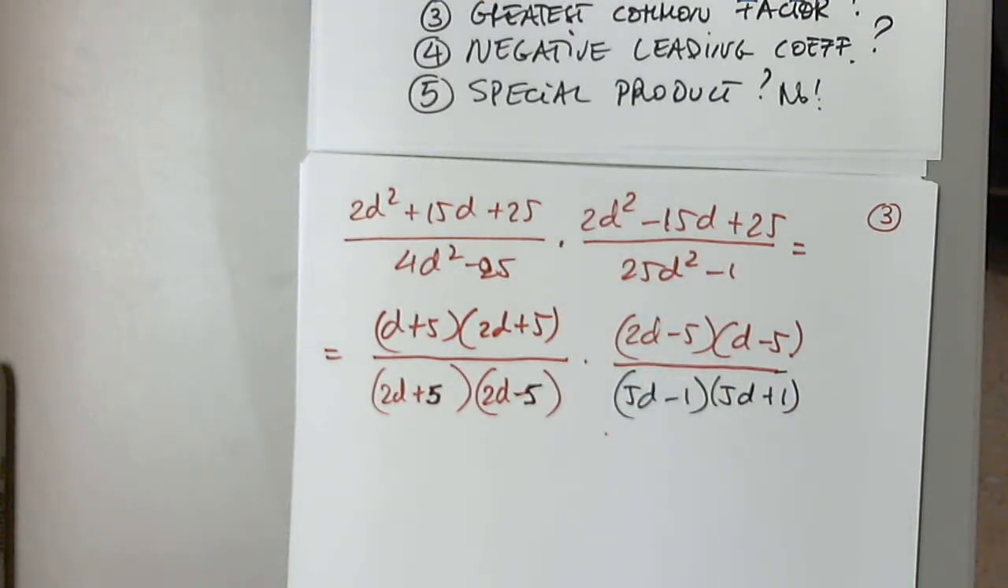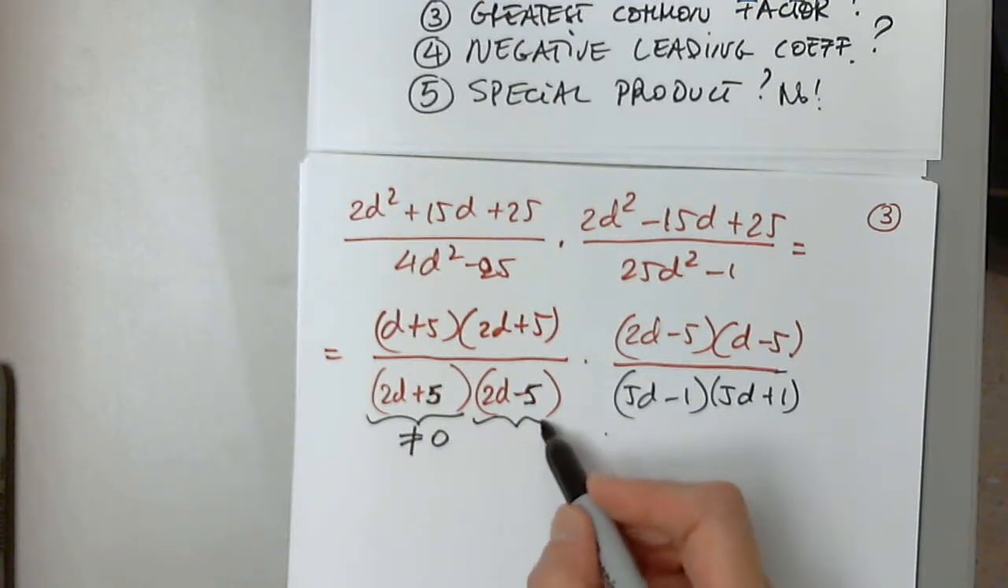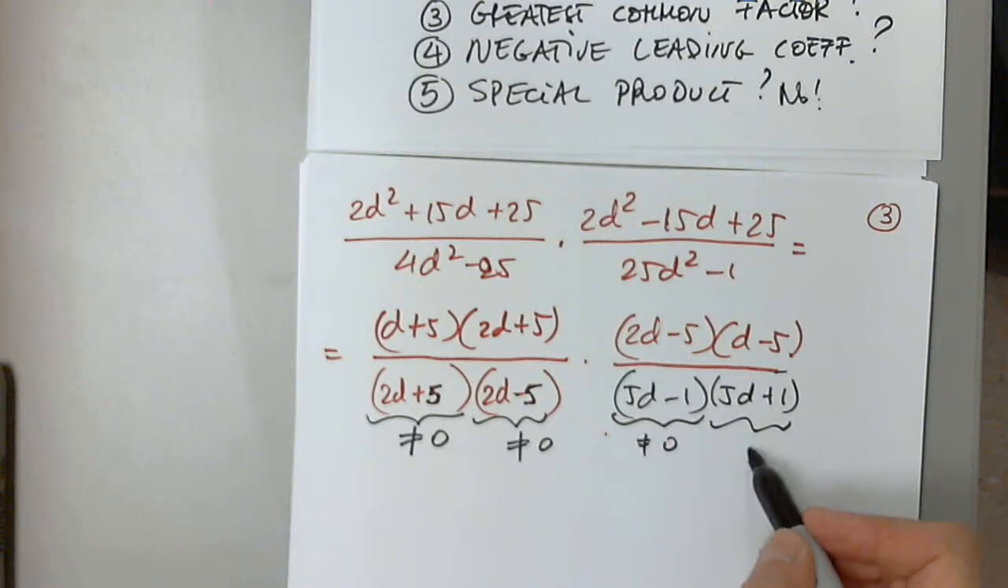Okay, so this cannot be 0. This cannot be 0. This cannot be 0, and this cannot be 0. Why? Because division by 0 is undefined.